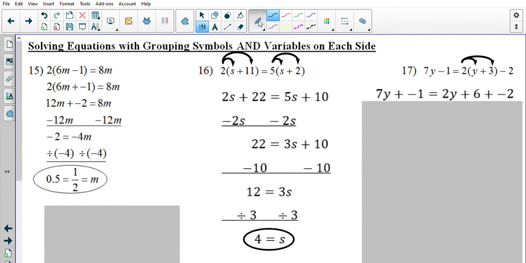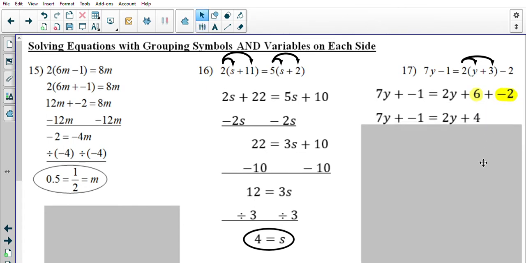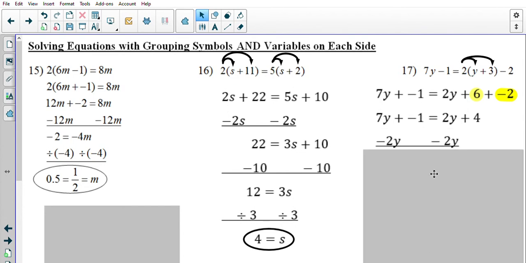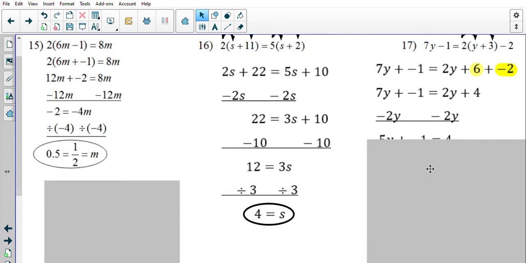Now at this point, I would combine like terms. So I would add 6 and negative 2 together before you try to solve. That's going to get us 7y plus negative 1 equals 2y plus 4. Now, it's just like what we saw at the beginning of this lesson. Let's subtract 2y from both sides. That's going to get us 5y plus negative 1 equals 4.